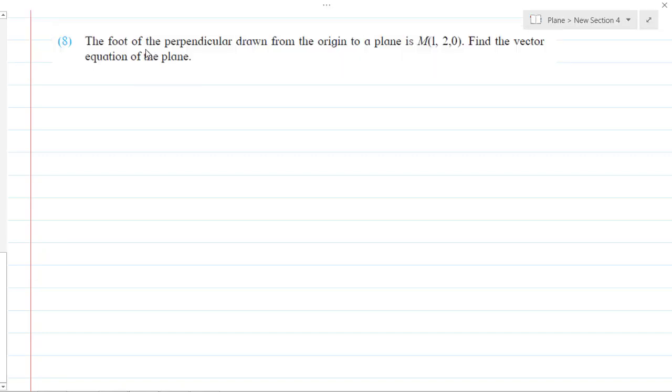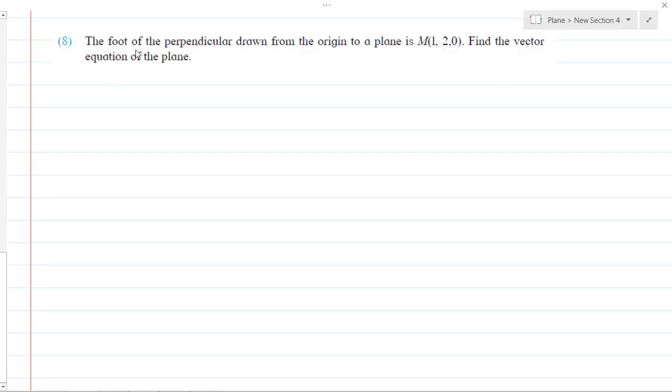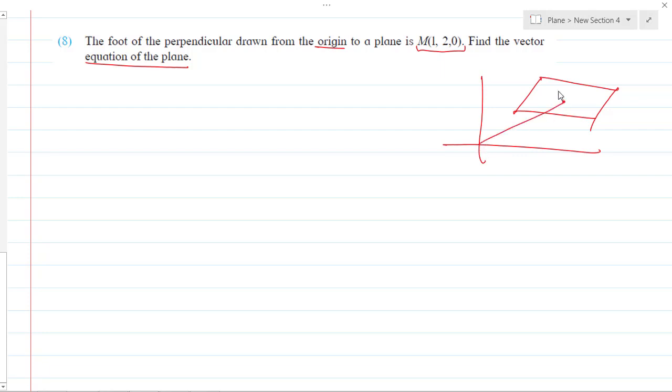So what is given in the next question? Let me highlight the parts. The foot of perpendicular drawn from the origin to the plane is M. Find the vector equation of the plane. This is the plane, and this is the foot of perpendicular drawn from the origin, and this is M, whose coordinates are 1 comma 2 comma 0.